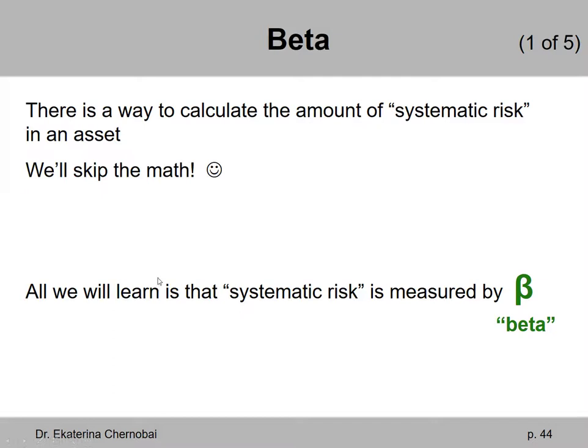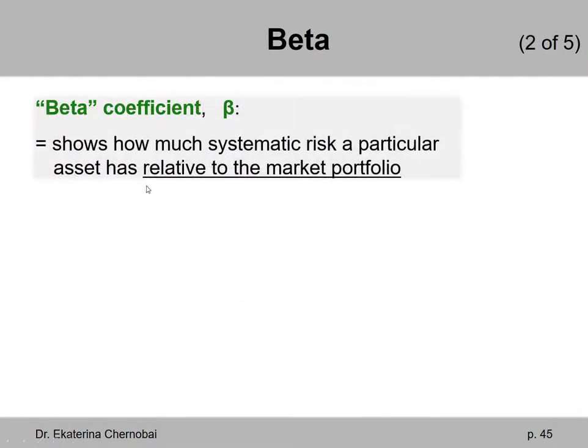So all we're going to say is that the systematic risk has a formula, how it can be calculated, and the formula is the beta. So the beta equals something which we are skipping. Beta is the notation we use for the amount of systematic risk. So the beta coefficient shows how much systematic risk a particular company stock has. And the important part of the definition is that we are using the market portfolio as the benchmark. So beta captures this comparison of a particular company stock relative to the market portfolio.